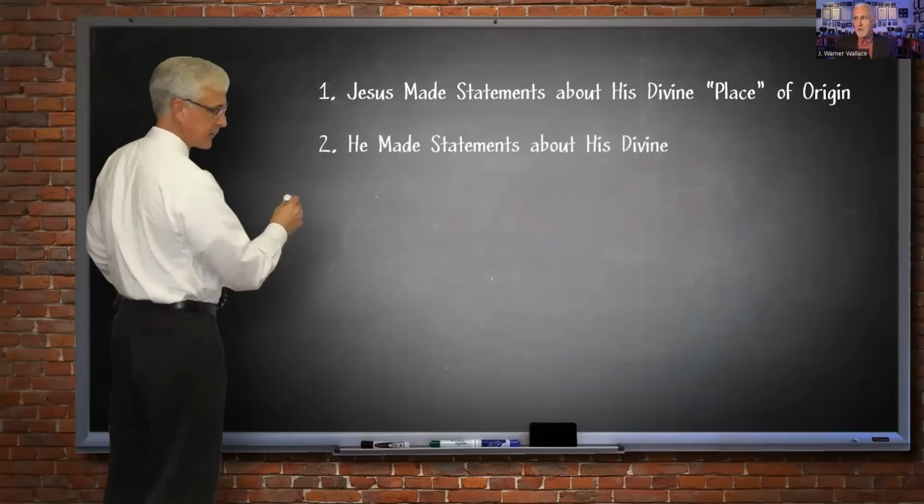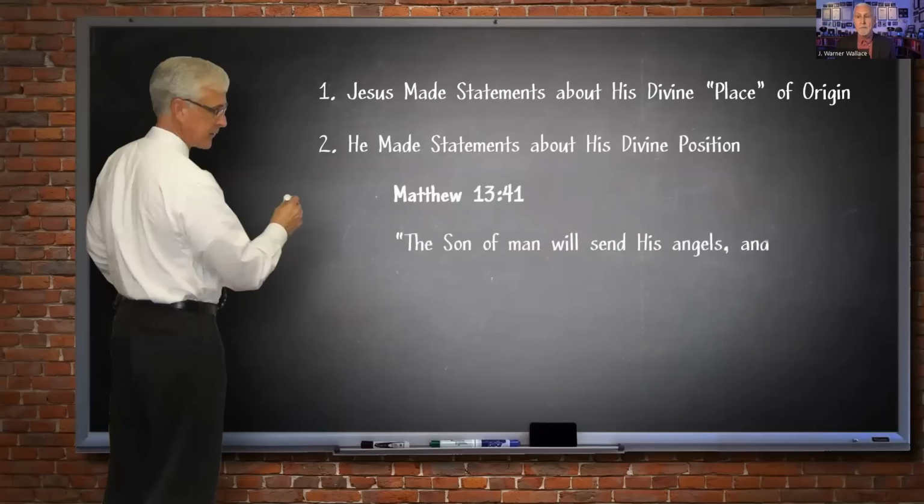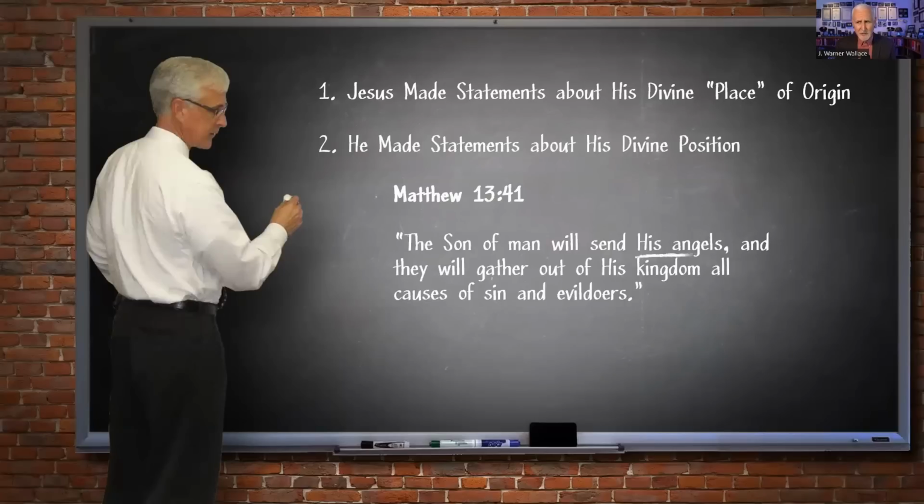He even makes statements about his divine position. In Matthew 13, he says, "The Son of Man will send his angels, and they will gather out of his kingdom all causes of sin and evil." But wait, his angels? His kingdom? This is a statement about position. It seems that the things we mostly attribute to God, he's attributing to himself.